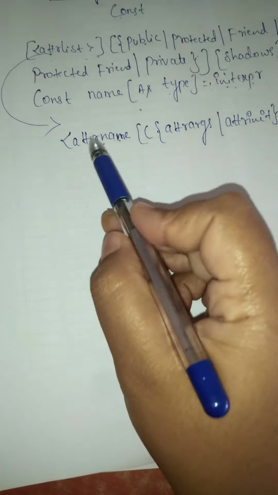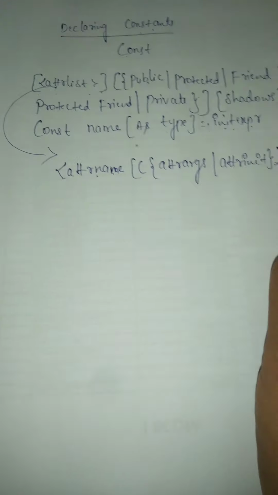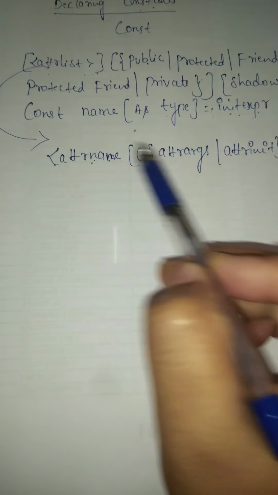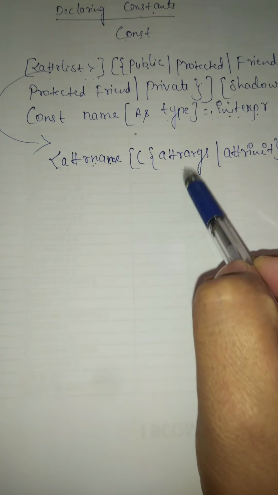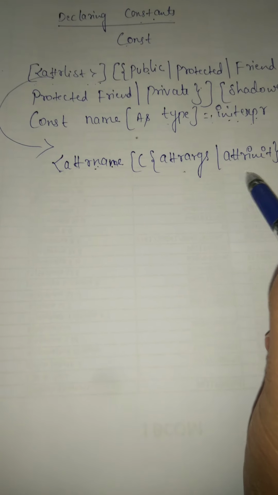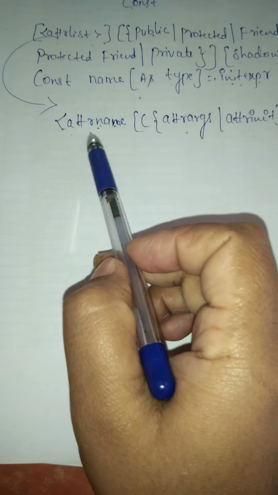This is the general syntax of attribute list. First you have to specify the attribute name. You write it within angle brackets. You write the attribute name, and if the attribute name has arguments, you give the arguments, or if the attribute has initial values, you specify its initial values.